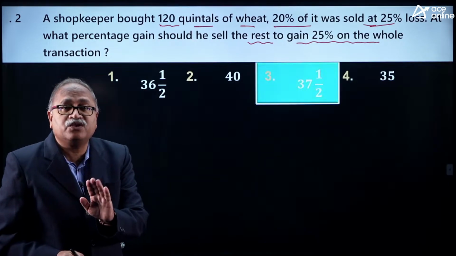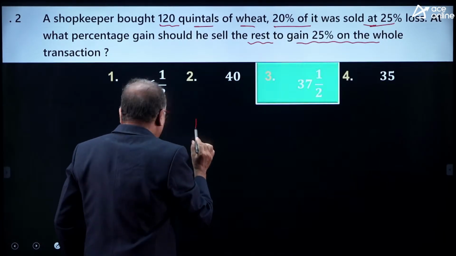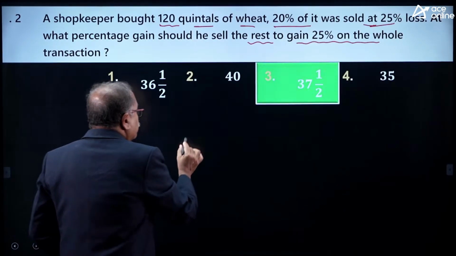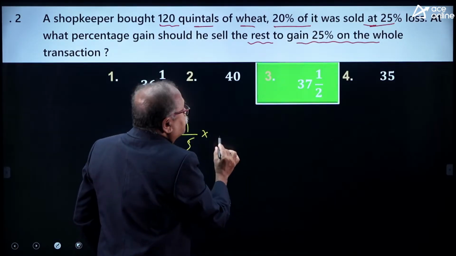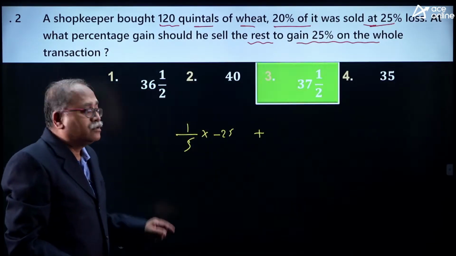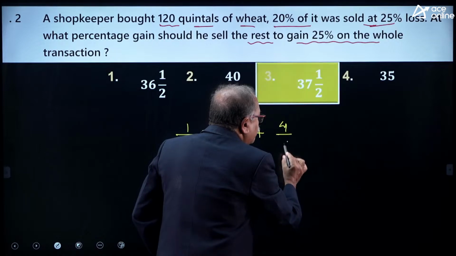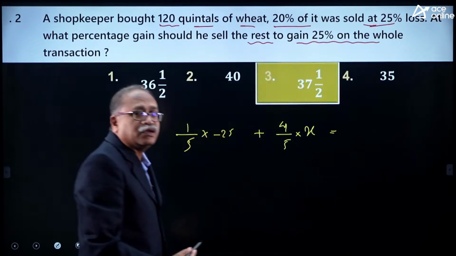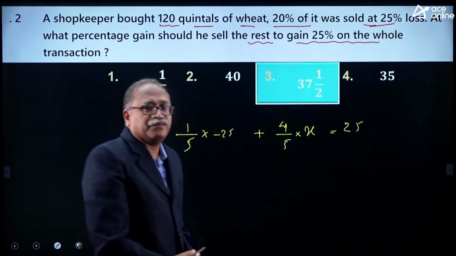What Appalnaidu must be knowing is this: the 20% I can write in fraction, that is 1/5. 1/5 is sold at a loss of 25%, so minus 25, and plus, what is the remaining? 1/5 sold, then the remaining will be 4/5, 80%. So 4/5 is sold at X% profit, and overall there is a profit of 25%. This is the equation we found.